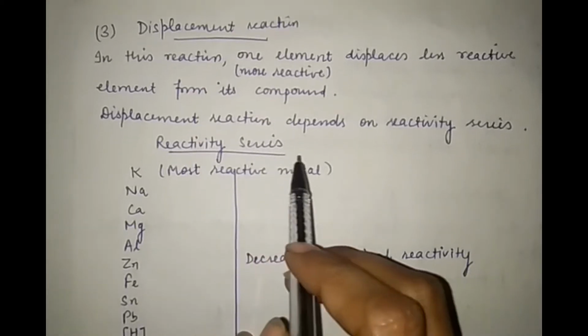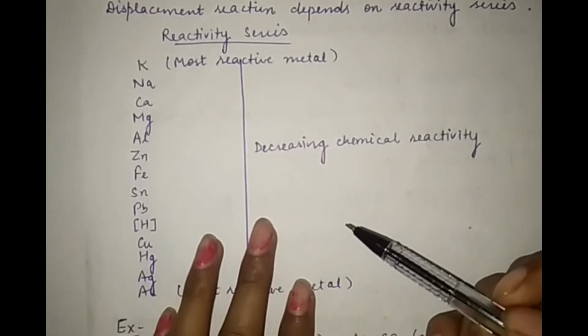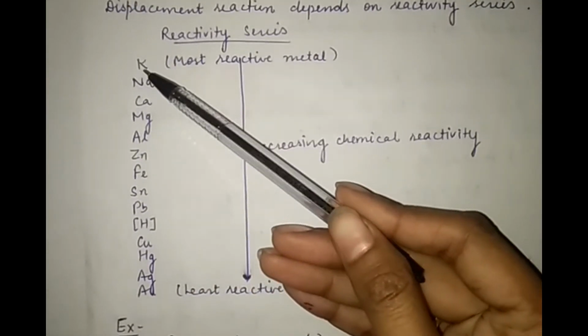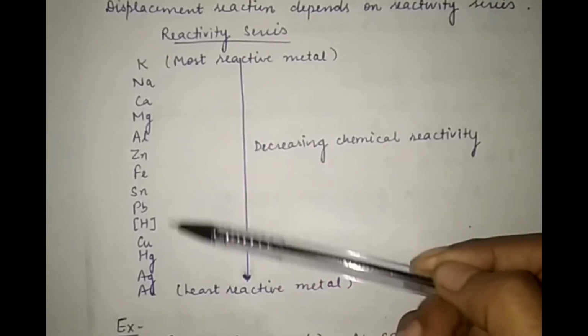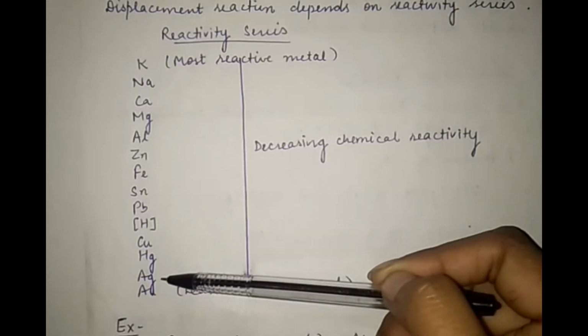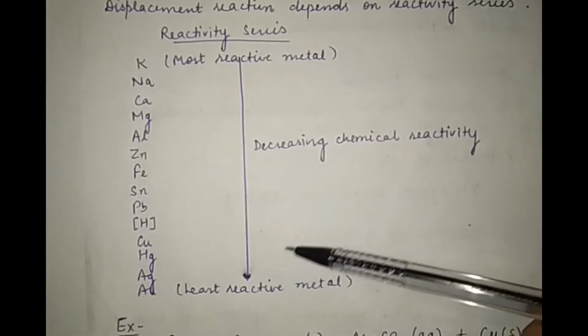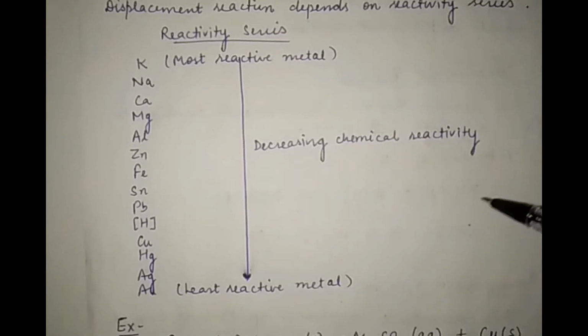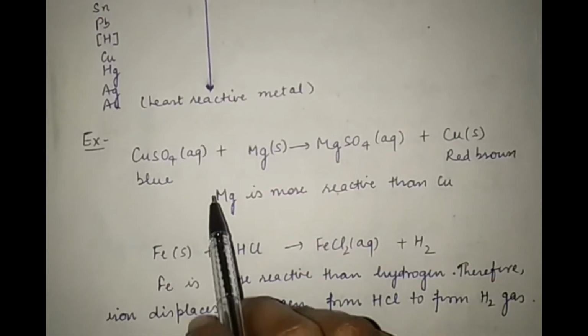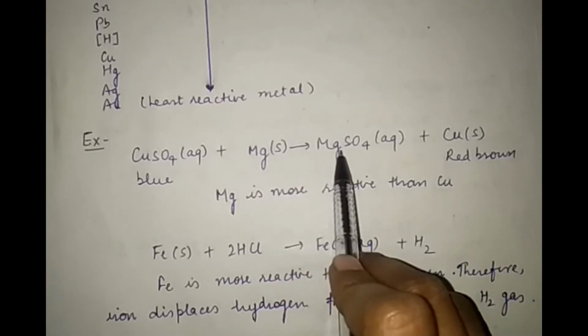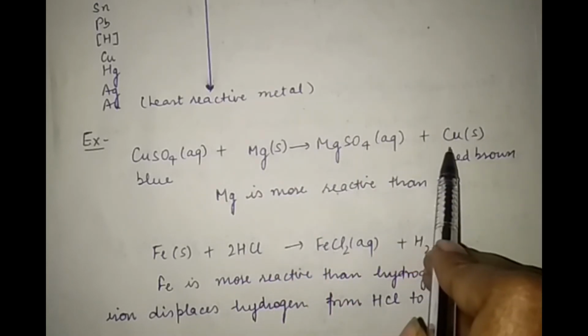This is a reactivity series where the metals above, like potassium, sodium, calcium, magnesium, are the most reactive metals, whereas copper, mercury, silver, gold are the least reactive metals. So in displacement reaction, according to their reactivity, a more reactive metal displaces a less reactive element from its compound. Like the example is when copper sulfate reacts with magnesium, it leads to the formation of magnesium sulfate and copper.